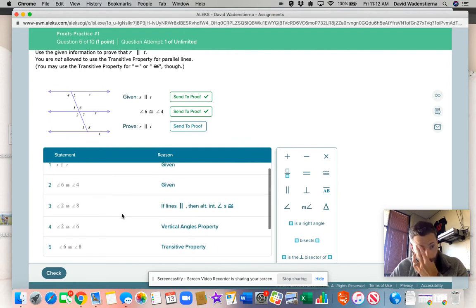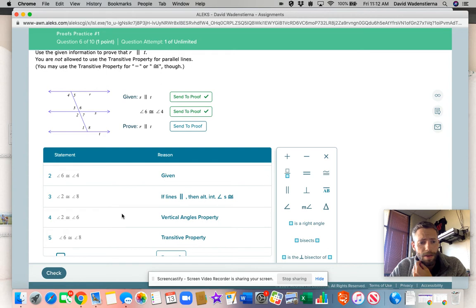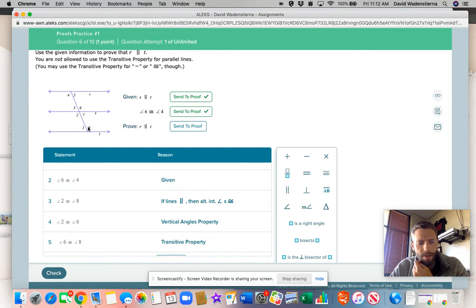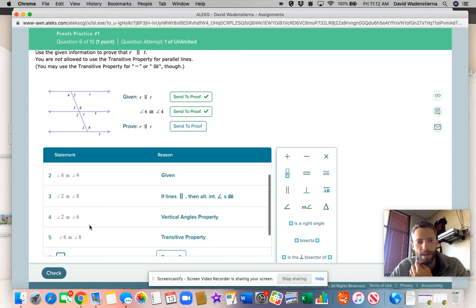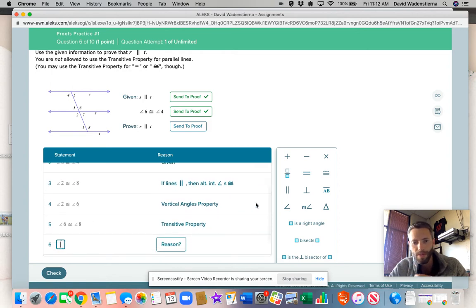All right, now what could I say here? So I have 6 and 8. Those still involve S and T. How could I make the jump here to perhaps angle 4? Could I show angle 4 and 8? Yeah, because 4 is congruent to 6, and 6 is congruent to 8. So my next could be that 6 and 8. No, that 4 and 8, excuse me. So angle 4 congruent to angle 8.